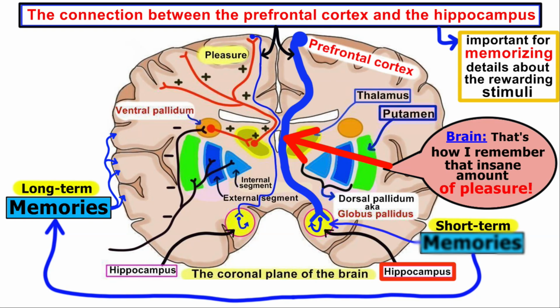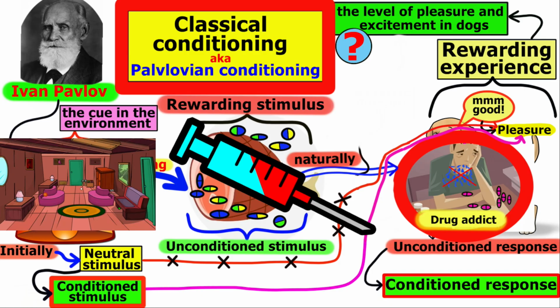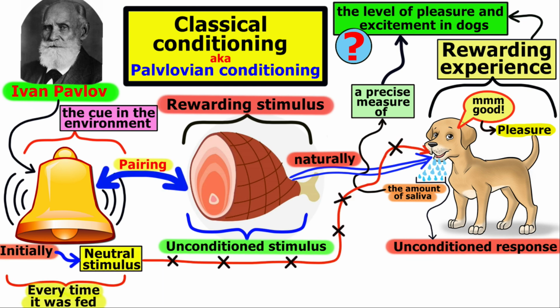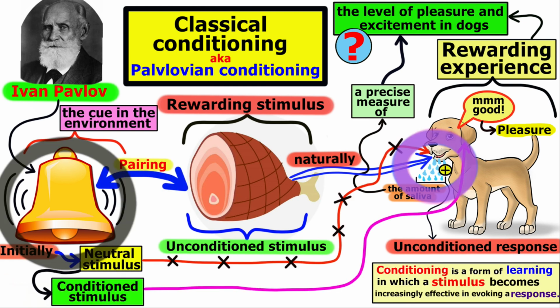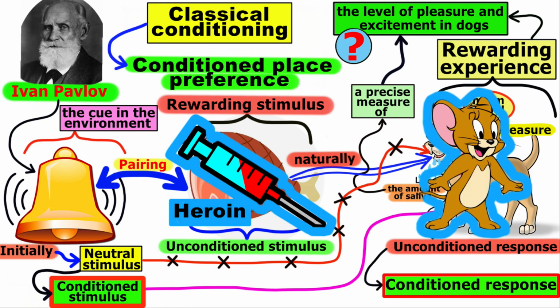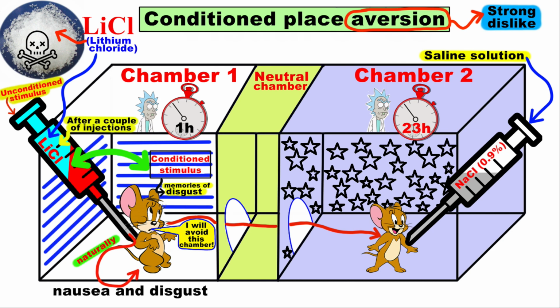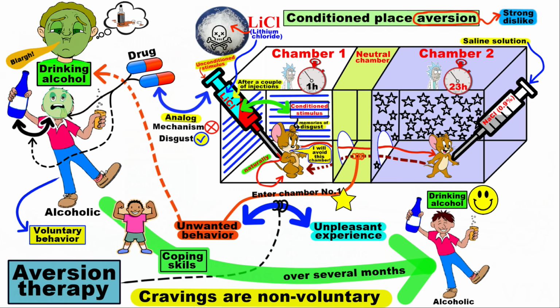In this video, we're going to talk about the behavior in addictions, specifically how classical conditioning influences the behavior of an addict and how we can change this behavior. We're going to discuss two pairs of key concepts on this topic. The first pair of concepts will be conditioned place preference and cue exposure therapy for addiction. The second pair will be conditioned place aversion and aversion therapy.